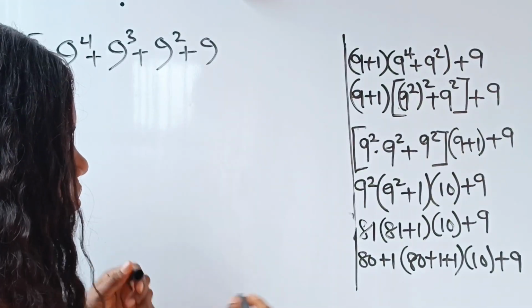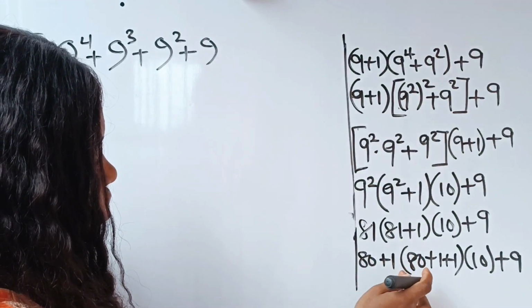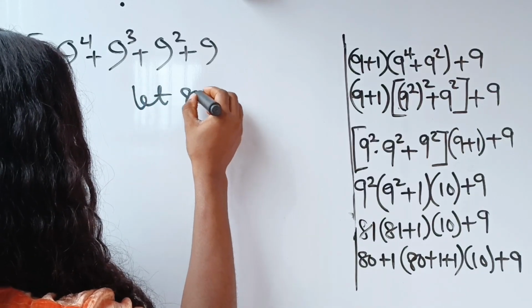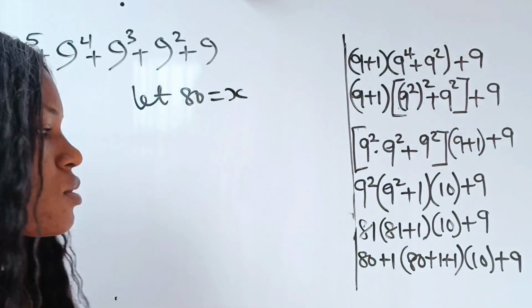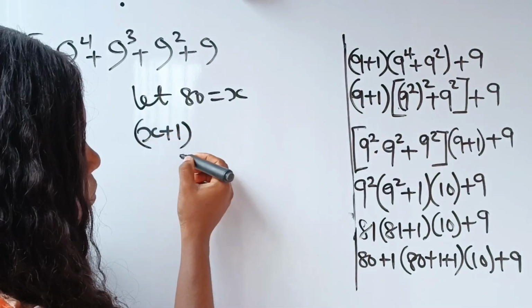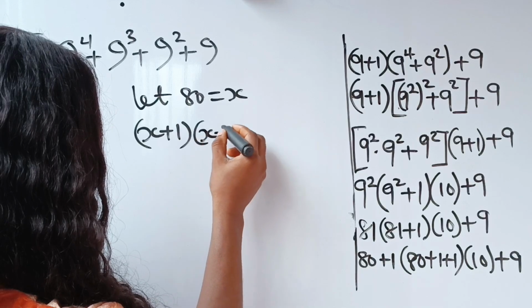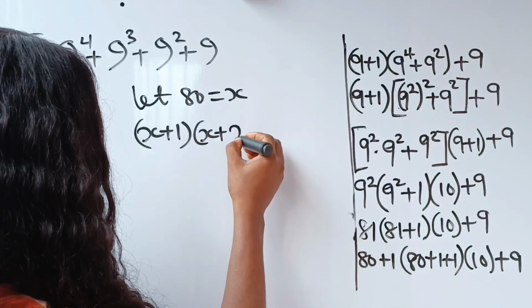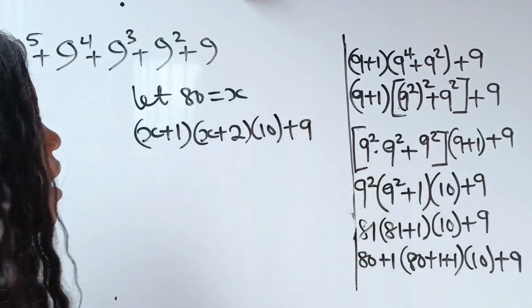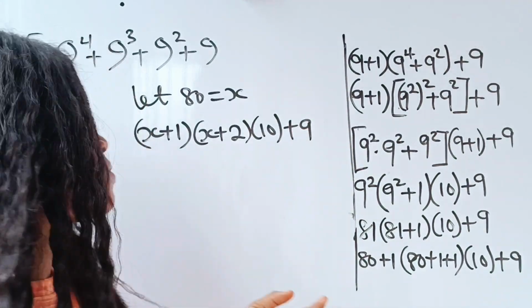Now let's continue. So 80 plus 1 is what we have here. So let's call 80 something. Let 80 be equal to x. So if we do that, we can now write this as x plus 1, multiplied by x plus 1 plus 1, which will give us 2, multiplied by 10 plus 9. Now let's expand this bracket.